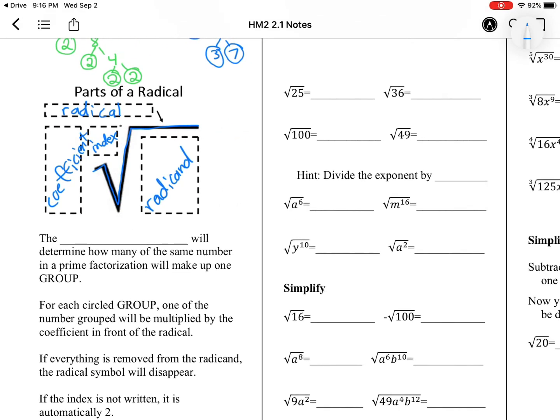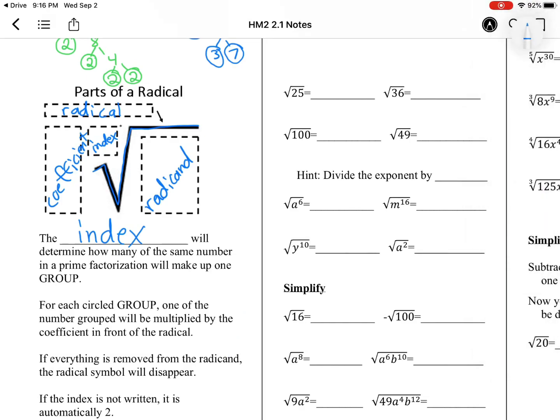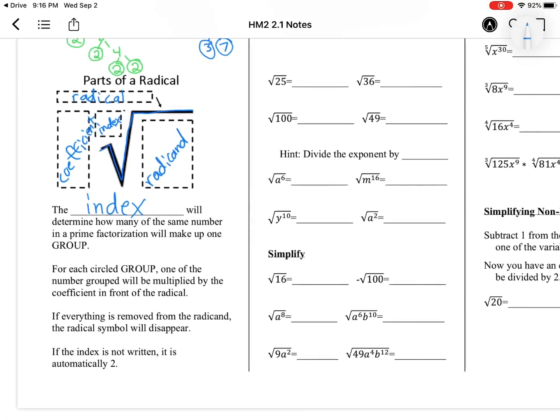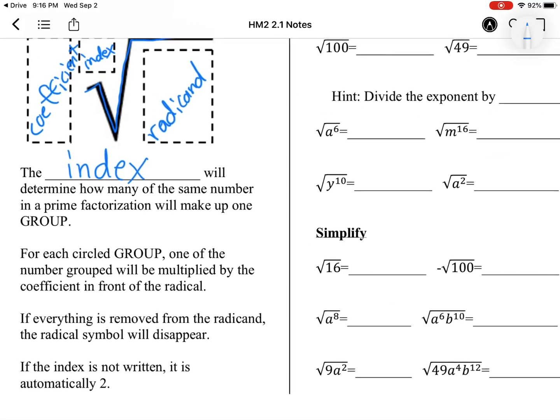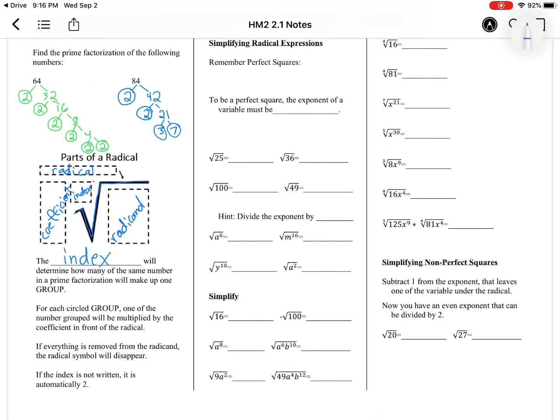The index will determine how many of the same number in a prime factorization will make up one group. For each circled group, one of the numbers grouped will be multiplied by the coefficient, the coefficient in front of the radical. So you guys can read this, but I know that it does not mean much if I just read it. So I'm going to actually show you what those notes mean.